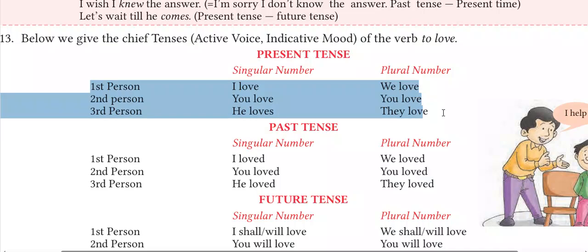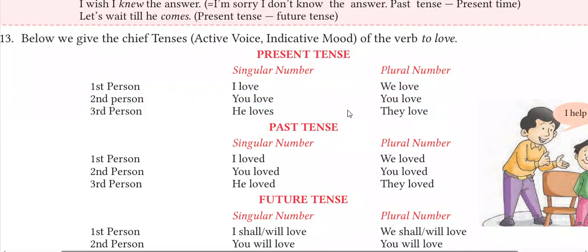If you could remember, in simple present tense, when the subject is singular, we are adding s or es with the verb, with the main verb, with the action verb, right? So remember that in third person singular we are adding s or es with the verb. Now in past tense I should say I loved, we loved, and second person singular you loved, and plural same, you loved, and third person singular in past tense he loved and they loved.